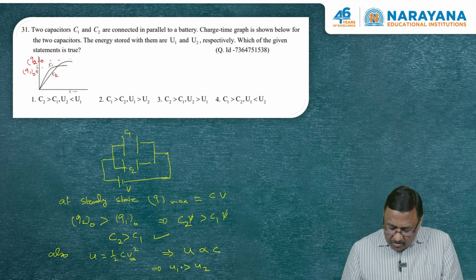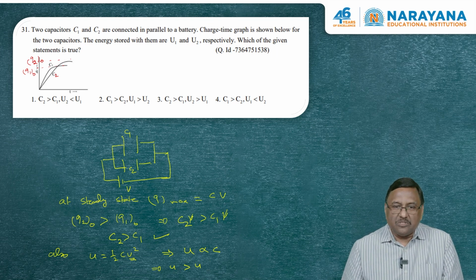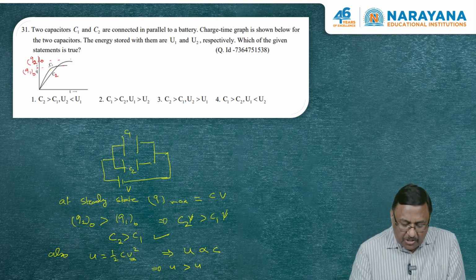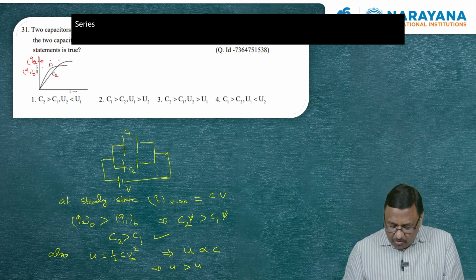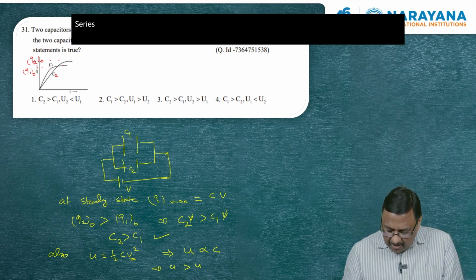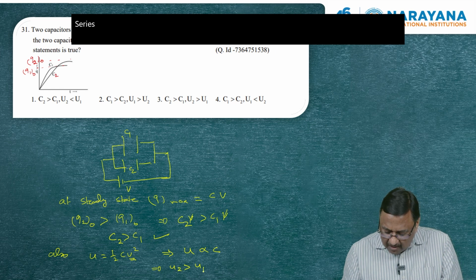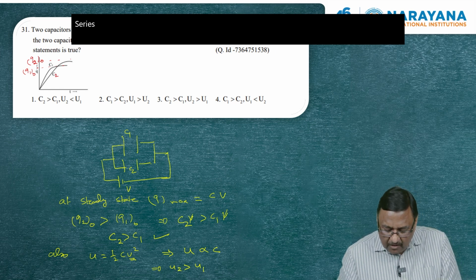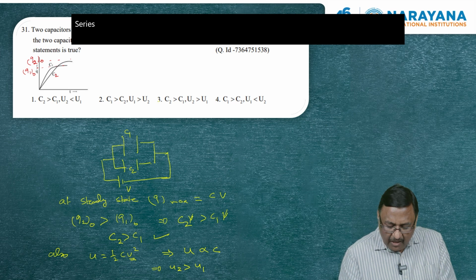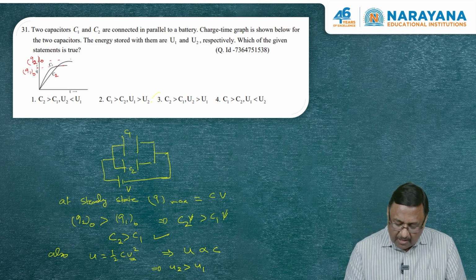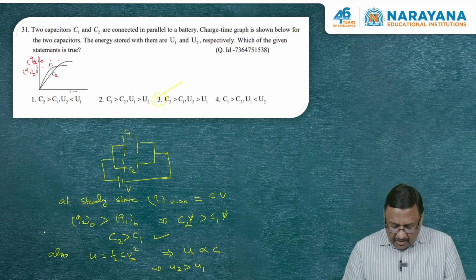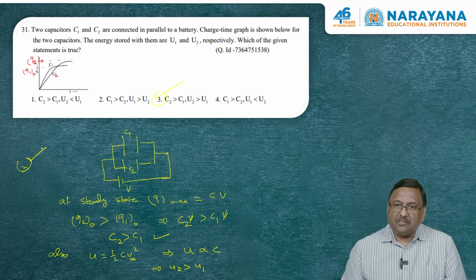Similarly, if you write here U1 and U2, U is proportional to C. I hope there is no confusion in this. So again, C2 being more, Q2 is going to be more than Q1. C2 is going to be more than C1. If C2 is more than C1, then from here U2 is going to be more than U1. Can you see this option here? Yes, we can see it in option number 3: C2 is more than C1 as well as U2 is more than U1. That means according to me, option 3 should be the correct option. So 3 should be the right answer for this question.